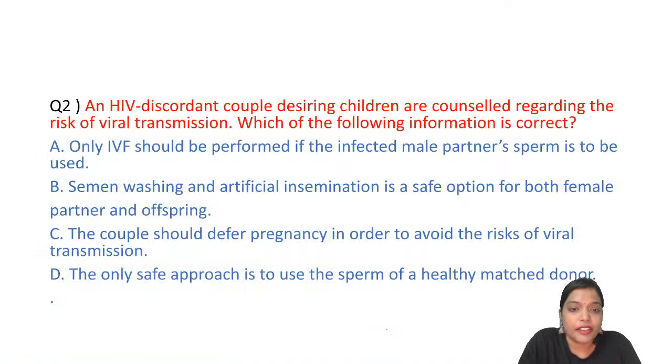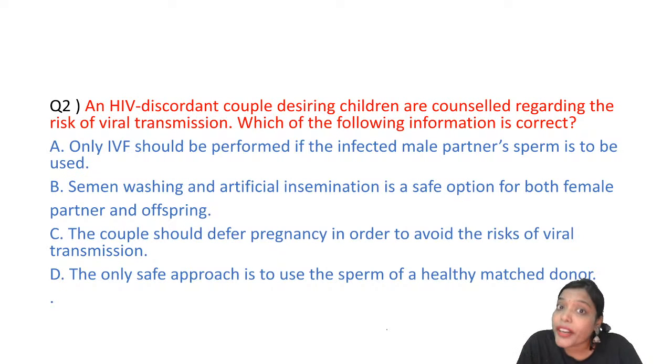Excellent. Next question. An HIV discordant couple desiring children, counsel regarding the risk of viral transmission. What does a discordant couple mean? One of the persons is positive for HIV and the other person is negative. So obviously when they're having intercourse, there's a definite chance that the husband can transmit to the wife, or the wife can transmit to the husband. So if they're having intercourse, there is a risk of viral transmission.